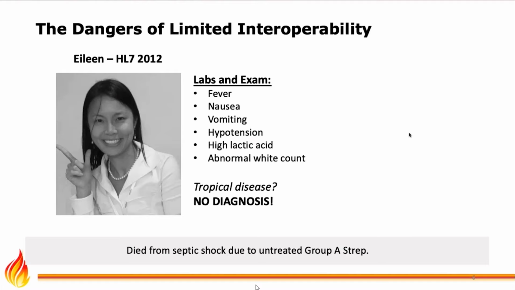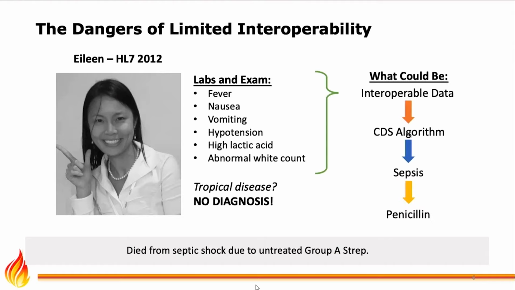And that was a tragedy, because had they been able to gather all the data about her and have decision support available to them to help them recognize the constellation, they probably would have recognized what she had and been able to treat her with penicillin. And this is what's happening in our healthcare today: we have many of these things.